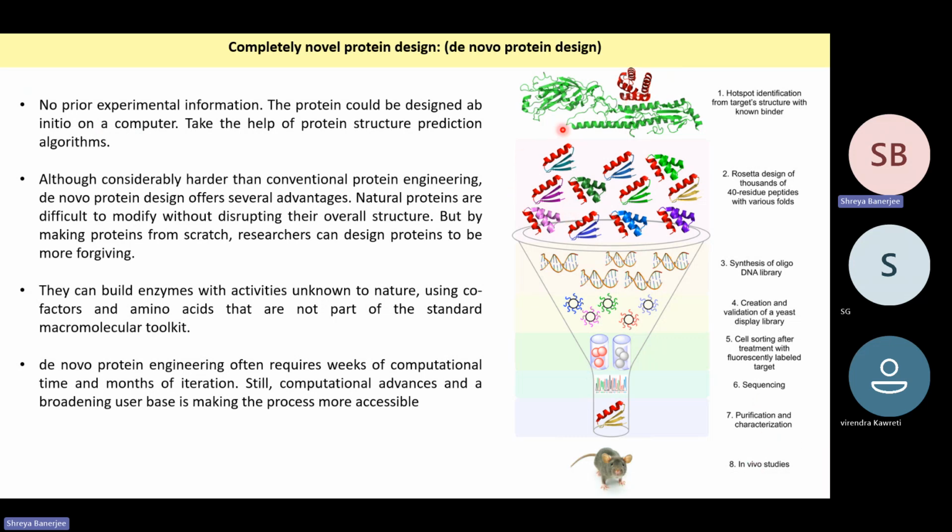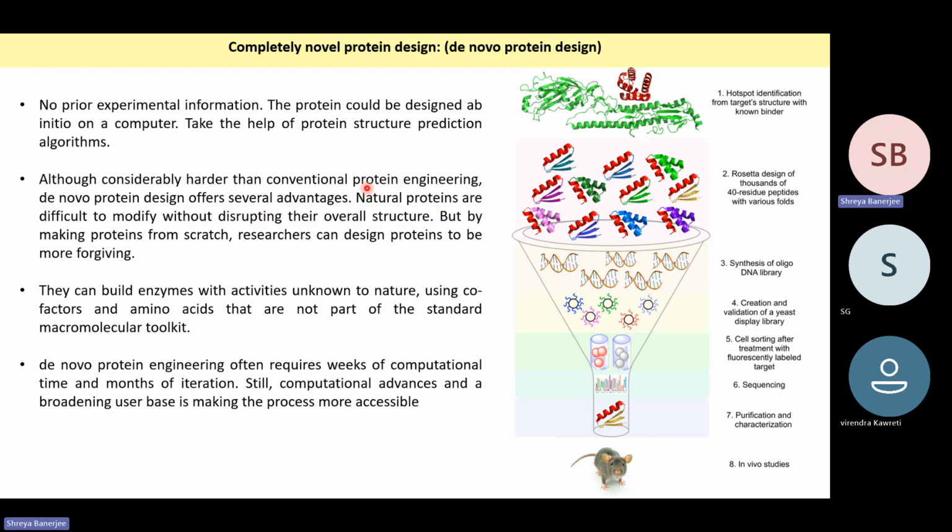So this is basically de novo protein design, where you are designing the protein from scratch. You know nothing about the protein. The only thing you know is which region the interaction is happening in. Otherwise, there is no prior protein from which you are taking a reference or target structure. You are completely designing the protein from scratch. So this is considerably harder than conventional protein engineering based on rational design, but there are certain advantages.